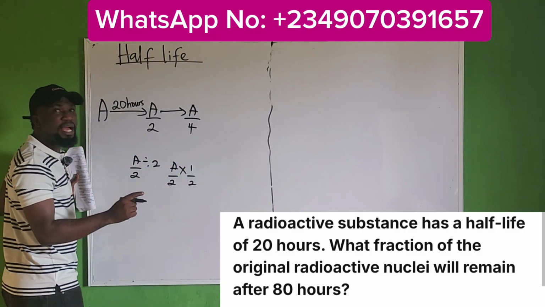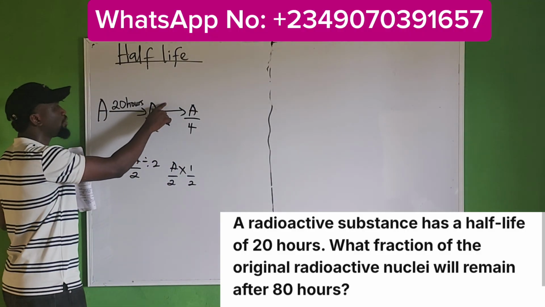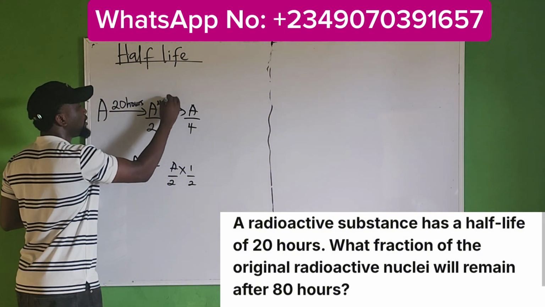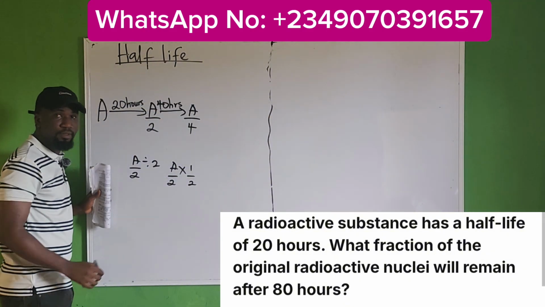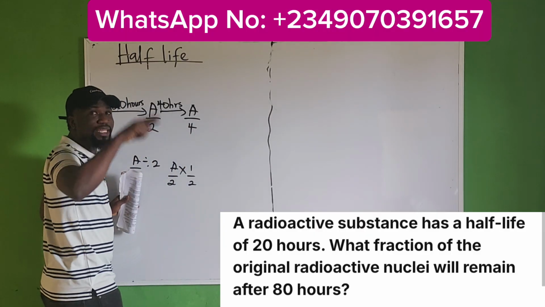Since the half-life of that radioactive substance is 20 hours, for this now, if I add 20 to this, that will give us 40 hours. Are you getting me now? All right. And we are going to 80 hours.